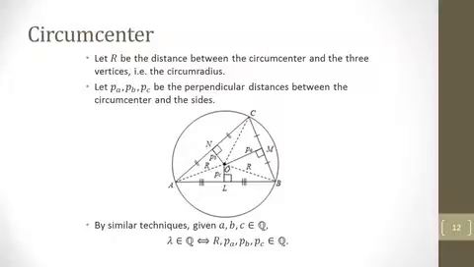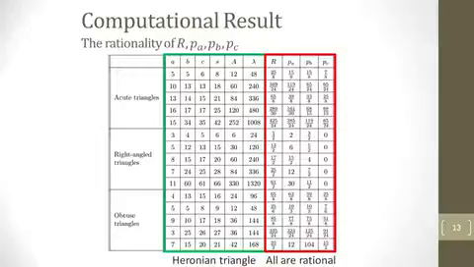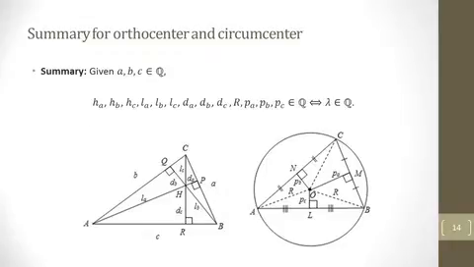We will then move on to the circumcenter. We first define R to be the distance between the circumcenter and the three vertices, which is equal to the circumradius in this case. And we let P_C be the perpendicular distances between the circumcenter and the sides. By using similar techniques, given a, b, c rational, lambda is rational if and only if R and the values of P are rational. This table verifies our results. This is a summary for the orthocenter and circumcenter: given a, b, c rational, the values of H, L, D, R, and P are all rational if and only if lambda is rational.